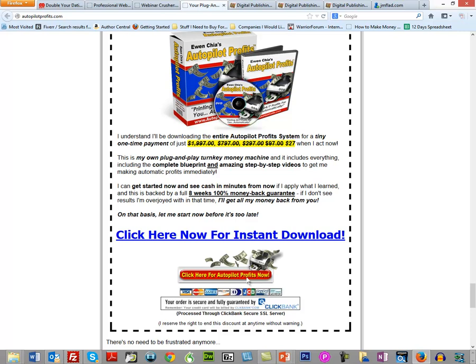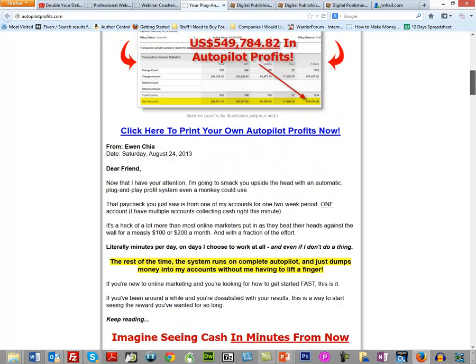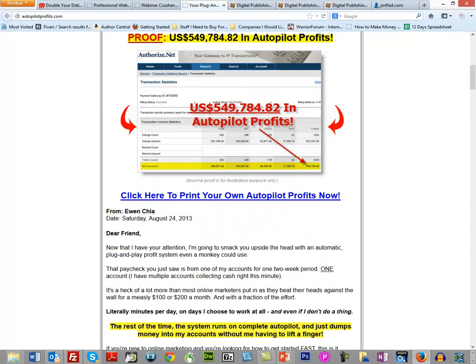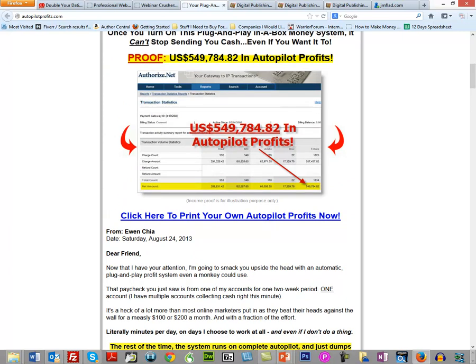We talked about authority. Boy, and authority is always important. You're going to see that here with Ewan Chia. Why does Ewan Chia have the right to tell you about autopilot profits? Well, because here's the proof. Right now, you could say this is proof or what he calls it, but basically, this is authority. What gives him the right to teach you? Well, here are his results.